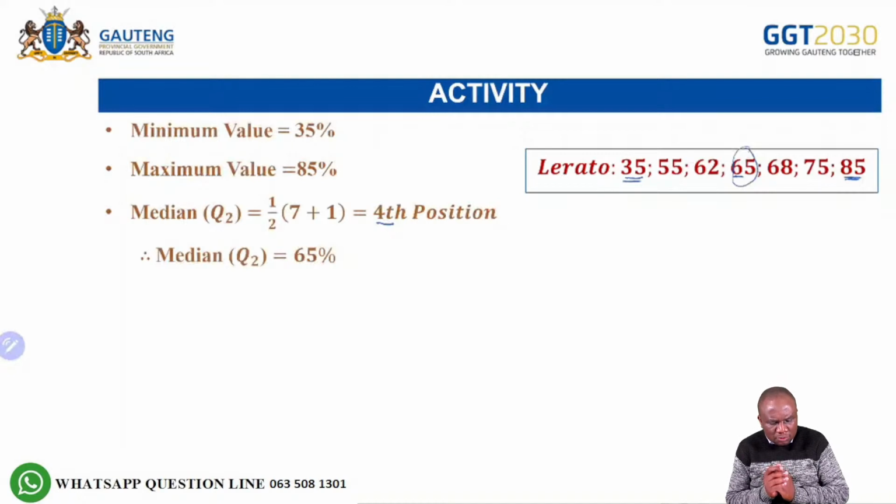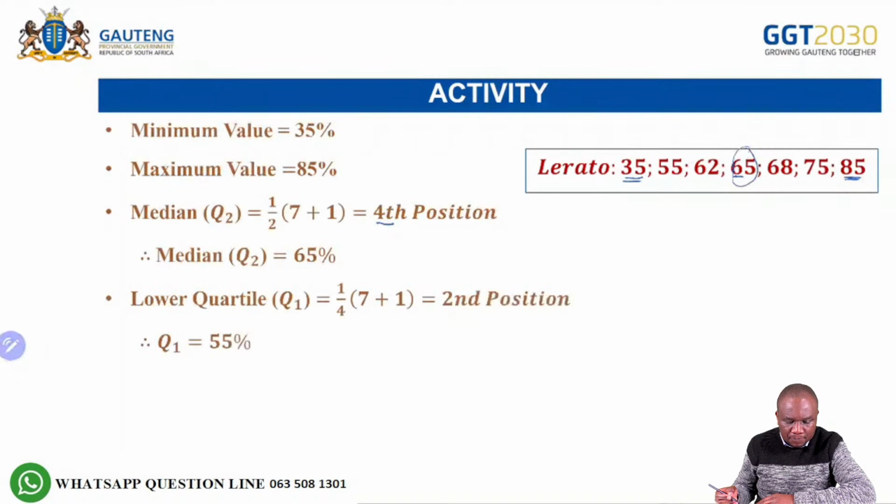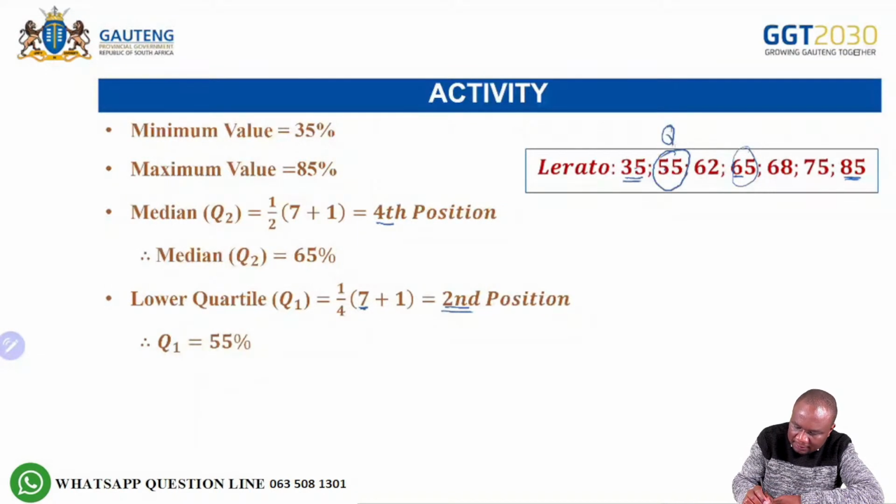But now let's look at the lower quartile. So for the lower quartile our formula is 1 over 4 times n plus 1, or n plus 1 divided by 4, and then our n is 7, so it becomes 1 over 4 times 8. We get the second position. So the second position, where is it? 1, 2. This means that 55% is our Q1.